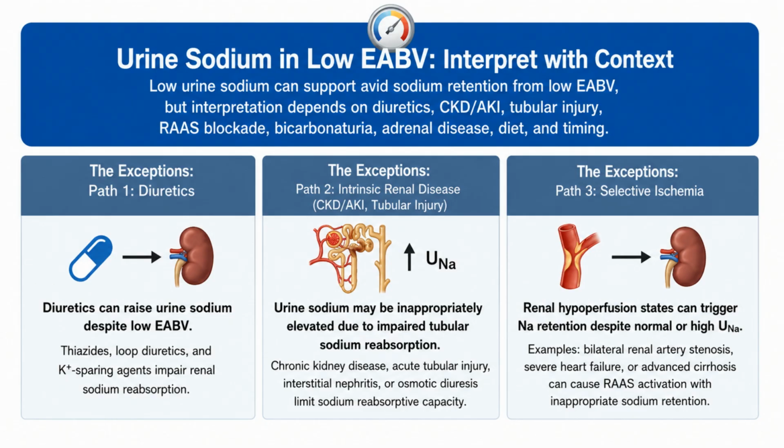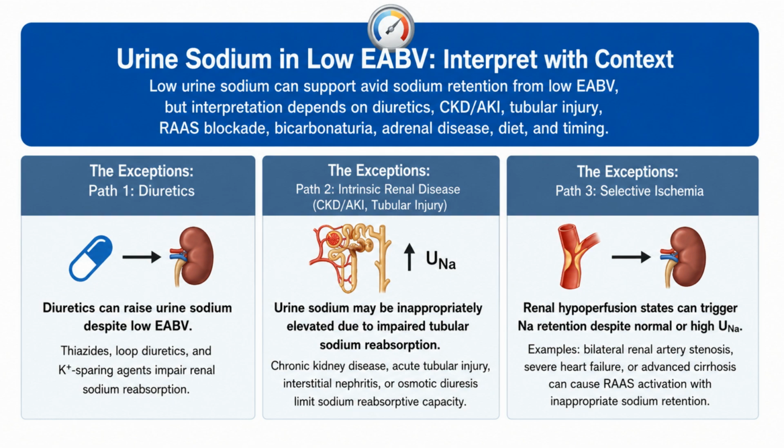Low urine sodium can fit arterial underfilling in cirrhosis, heart failure, true hypovolemia, or hepatorenal physiology. But the interpretation changes with diuretics, chronic kidney disease, acute kidney injury, tubular injury, RAS blockade, bicarbonaturia, adrenal disease, diet, and timing.